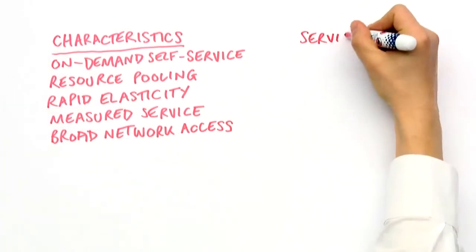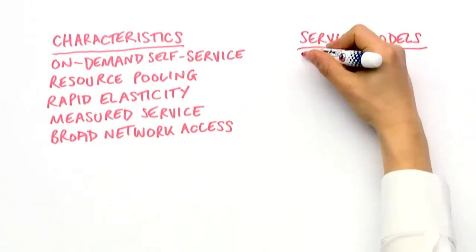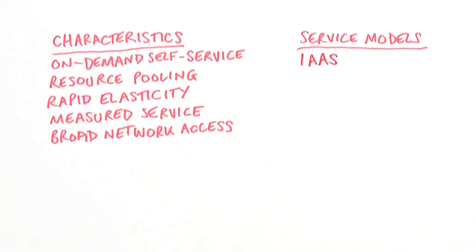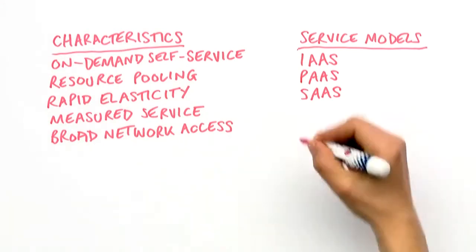According to NIST, 3 service models are available. Infrastructure as a service, servers and storage available with all of those characteristics. Platform as a service, a technology platform to allow those applications or services to run against. Or software as a service, applications or services to support business processes, again with all of those characteristics.